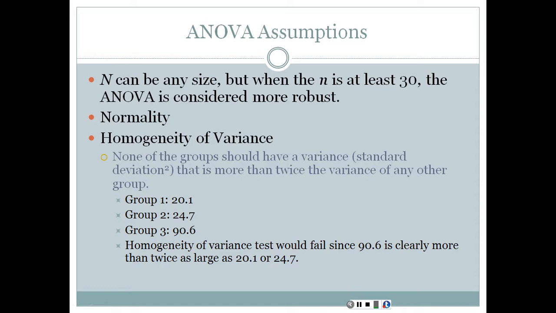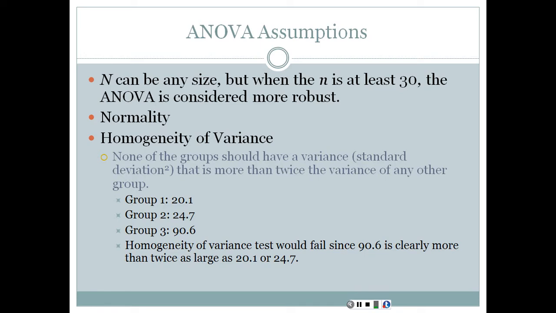Now notice 90.6 is more than twice the variance of group 1 and more than twice the variance of group 3. So this homogeneity of variance test would fail, since 90.6 is clearly more than twice as large as 20.1 or 24.7.